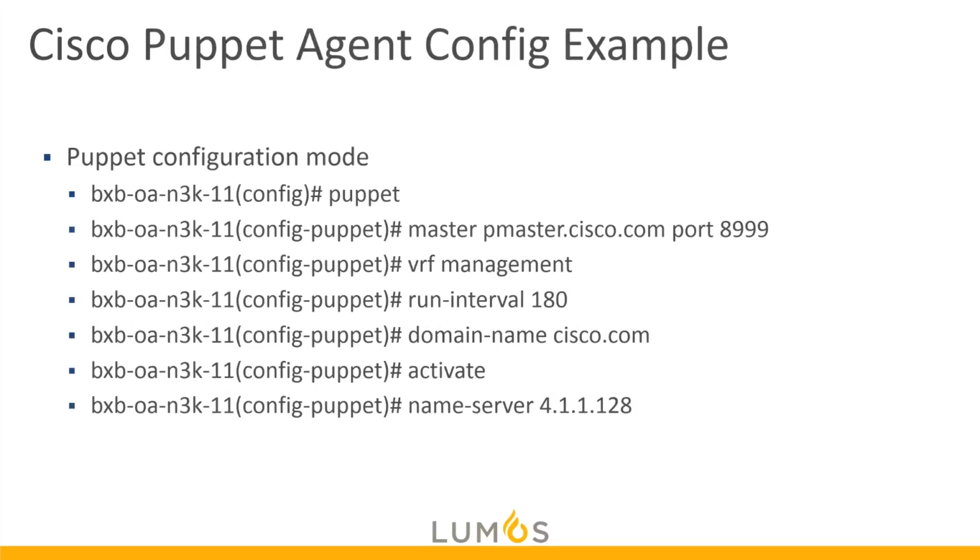Then we go into the Puppet configuration mode. We essentially say puppet. We define who the Puppet master server is. Here we're doing it through DNS, or fully qualified domain name. It could be through IP as well. Specify the VRF, most likely the management VRF, but it could be a data VRF. Then specify when the Puppet agent should run, how often it should go out and send its facts, collect its manifests, and try to apply configuration to maintain or achieve compliance, and then activate it.